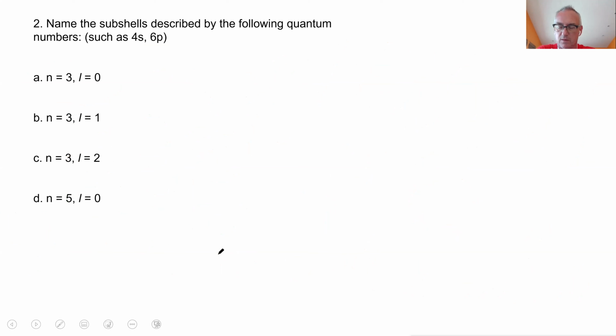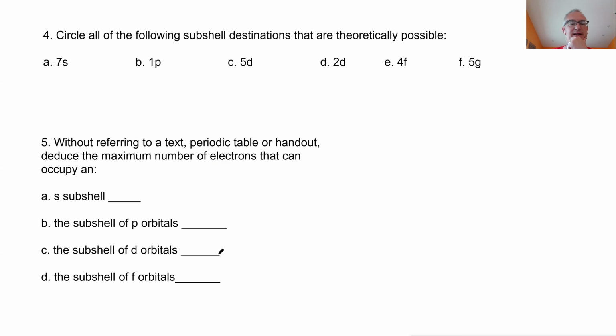For number 4, what does it mean, the destinations that are theoretically possible? I borrowed that question from somebody. Basically, we haven't talked about G, H, and I. Theoretically they're possible, but they don't really exist. I should have changed that to circle all the subshells that are possible and just left it at that.